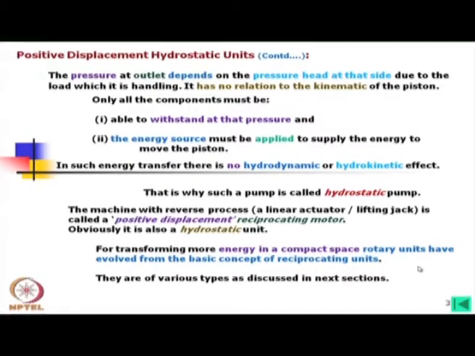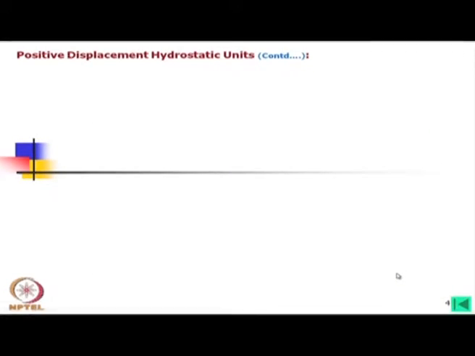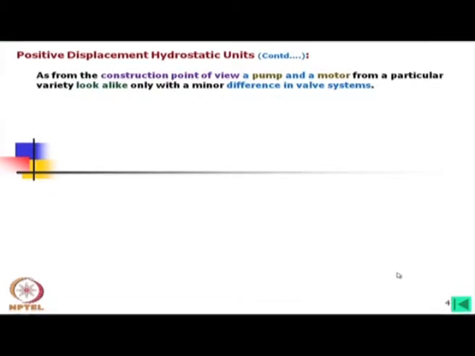They are of various types as discussed in the next sections. From the construction point of view, a pump and a motor from a particular variety look alike, with only a minor difference in valve systems. It is very difficult to identify whether it is a motor or a pump.